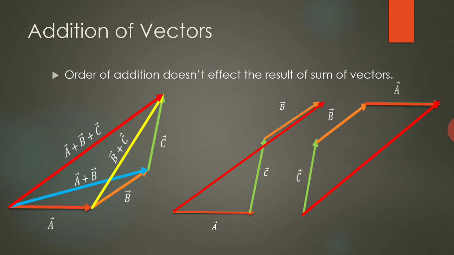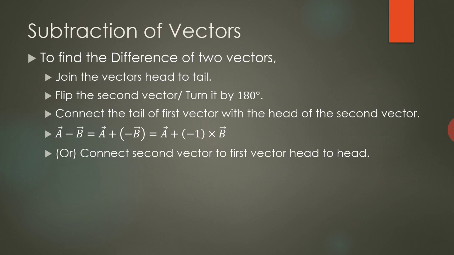Whatever may be the case, if the directions of a, b and c do not change, the resultant a plus b plus c direction and magnitude also do not change. So we can conclude that for the addition of vectors, order of addition does not matter.